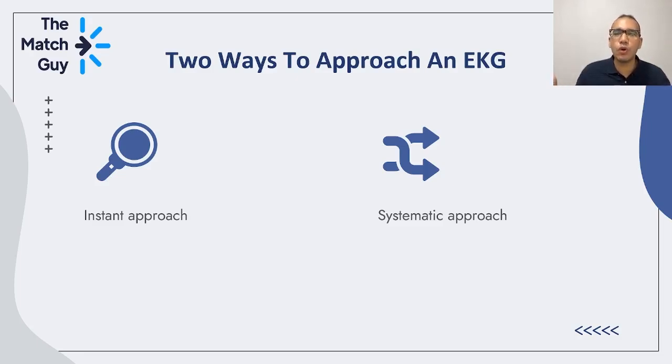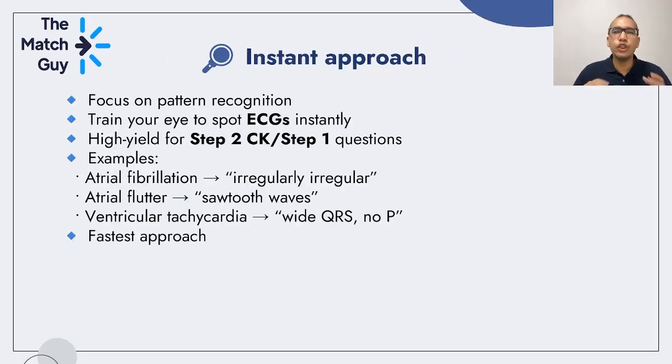That's why I like to use what I call the instant approach. The instant approach is based on pattern recognition. You basically train your eyes to recognize the classic ECG patterns that show up again and again, and that's exactly what we're doing in this video. We will go through the most common ECG patterns and learn how to spot them instantly.